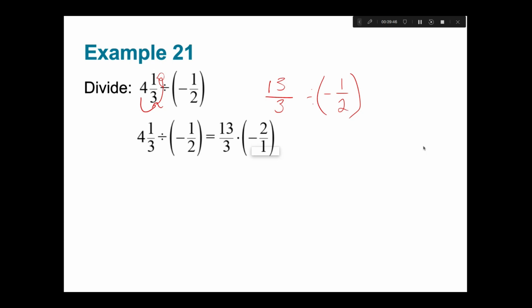Is there anything I can cross cancel out of this before I multiply? Nope, there is nothing I can cross cancel. Multiply straight across. 13 times 2 is? 3 times 1 is? 3. Positive or negative? It's going to be a negative, because I have one positive number and one negative number, so that's going to give me a negative. I have an improper fraction. Let's turn that back into a mixed number. It's going to become what?